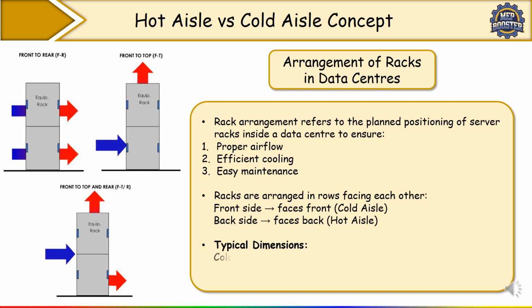Typical air sleeve dimensions. Cold air sleeve width is 1.2 meters to 1.5 meters. It is wider because people work here and equipment access is needed here. That is why it is wider. And the hot air sleeve width is 1 meter to 1.2 meters, slightly narrower, as there is less human activity here. Got it? This is the typical dimension of cold and hot air sleeves. Is it clear? So this is all about the arrangement of racks in a data center.